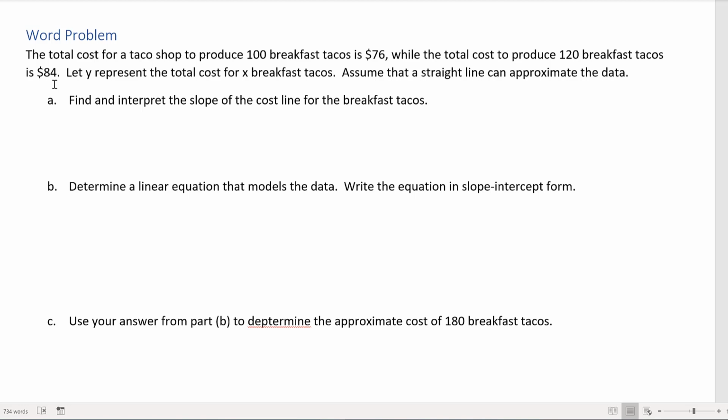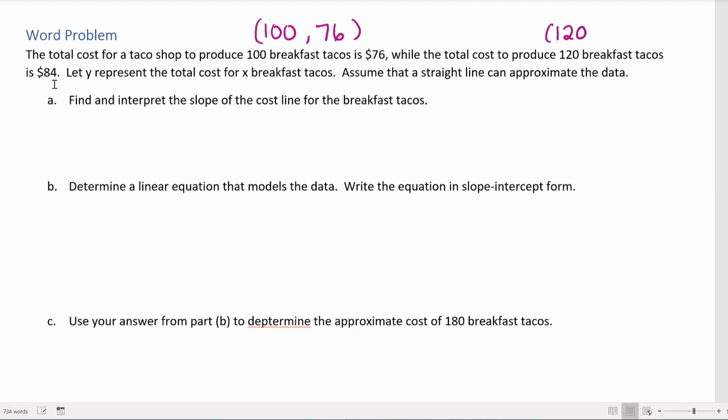So if we have x breakfast tacos, comma y total cost, well, if I have 100 breakfast tacos and that costs $76 for the little taco shop to make, then I have an ordered pair.